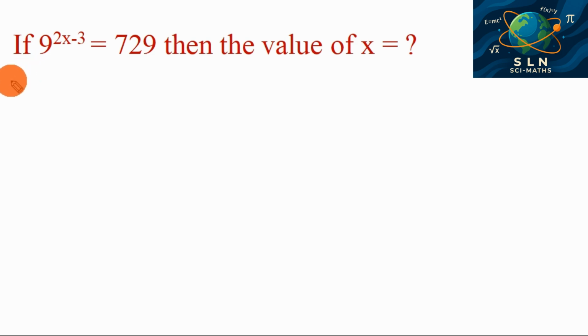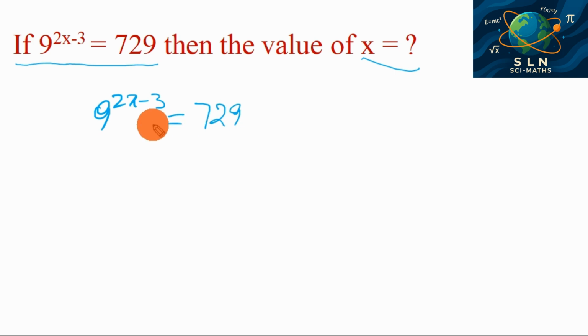Here is a small problem for beginners. Mathematics. If 9 power 2x minus 3 is equal to 729, what is the value of x? So let us see here. 9 power 2x minus 3 is equal to 729.